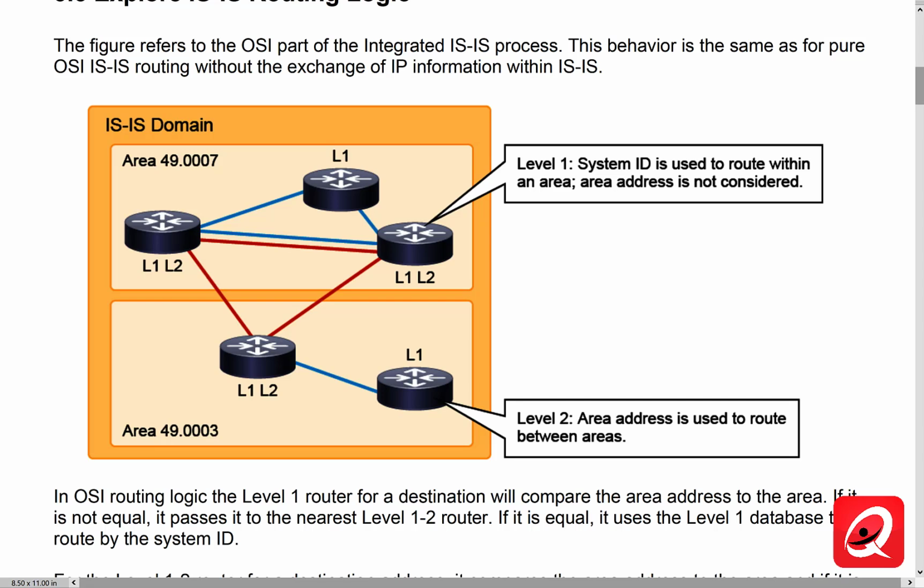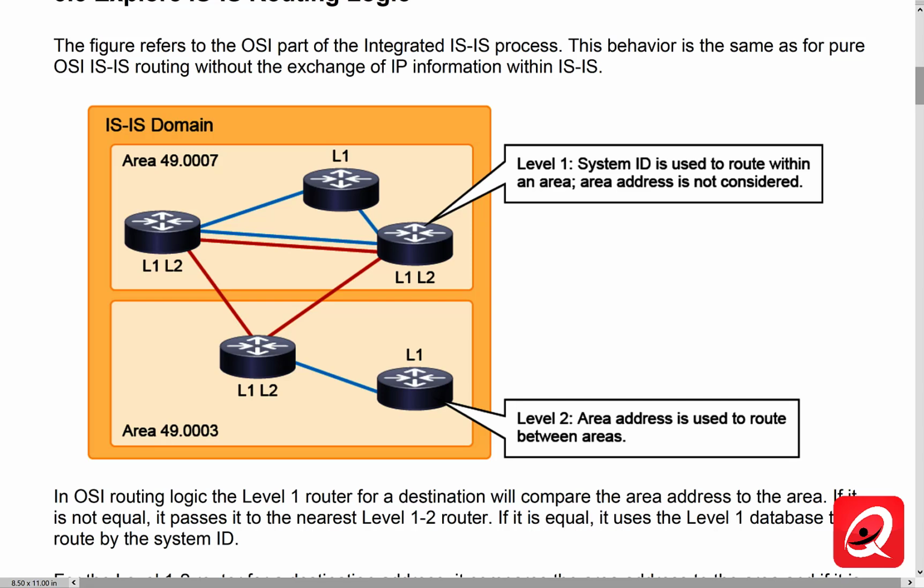If it's not equal, then we're going to use our level 2 database to route. Very simple concept. Routing within the area is routing to a collection of system IDs. We have adjacencies for all the routers in the area. We use Dijkstra's algorithm to figure out what the best path is between the devices, and we route like we normally would, based on the cost of links and the cost of paths and so on. We pass the traffic that's destined to travel outside of the area to our closest level 1-2 router.